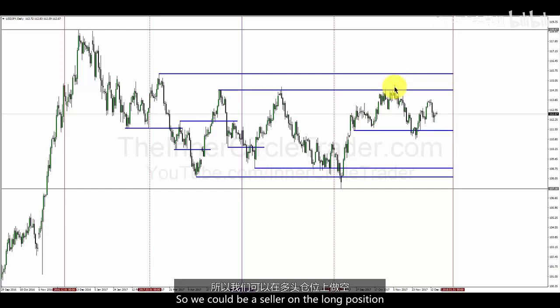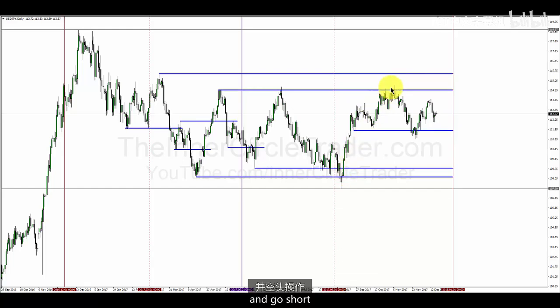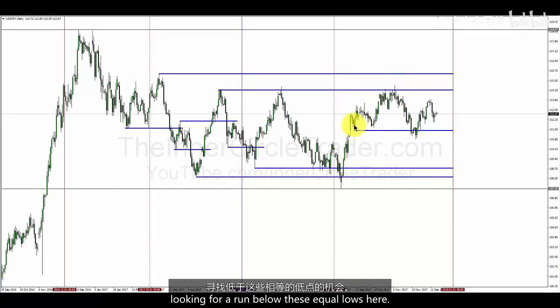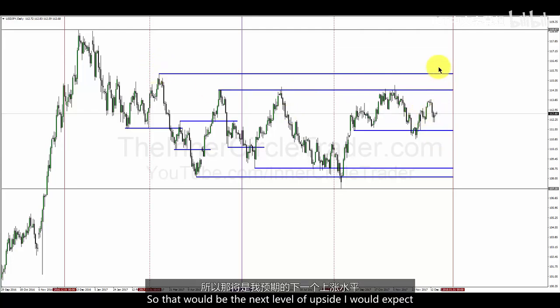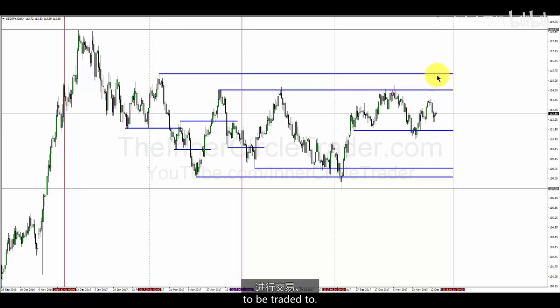So you could be a seller on the long position and go short, looking for a run below these equal lows here, and it does that here. Okay, we can take our profits, and because we've taken equal lows, we can anticipate a rally again. Since we had this high, take out these equal highs here, we've never come back to this high yet. So that would be the next level of upside I would expect to be traded to.